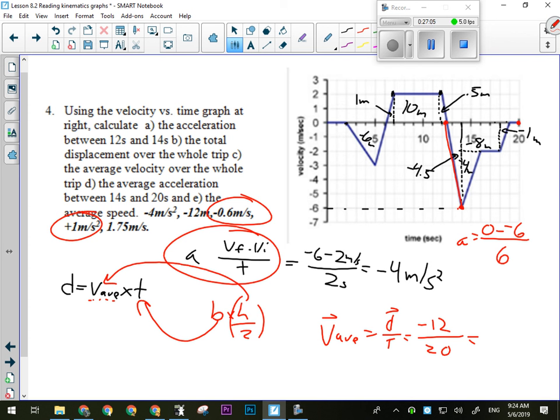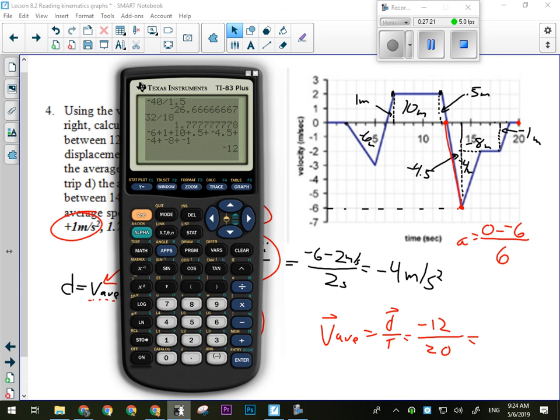It is. And then lastly, the average speed over the whole trip. For that we need the total distance traveled. Did I already do the bulk of the work for that? Yes, I take all those numbers except none of them can be negative, and I just add them up. So I'm going to have 6 plus 1 plus 10 plus 0.5 plus 4.5 plus 4 plus 9. So my total distance is 35 meters. That took 20 seconds. My average speed is 1.75 meters per second.